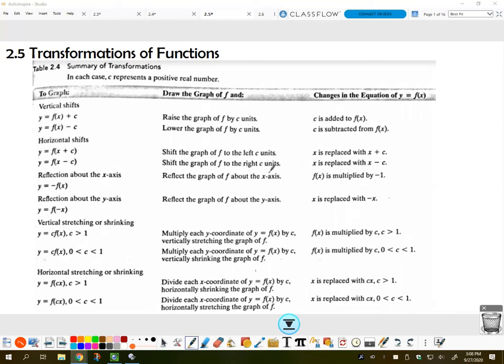So 2.5 is on transformations of functions. So this is straight out of your book. Maybe it's something else I found on the internet. I don't know. It's in your book also, though. Just a brief description of the transformations that you've learned.